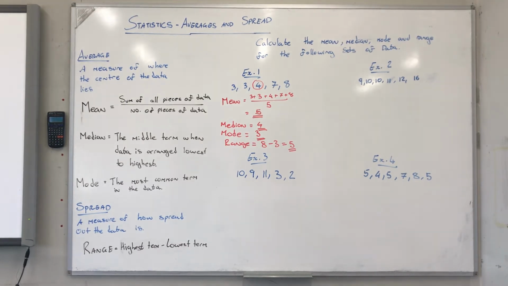The mode is really easy. You just see that the most common term is 3, and then the last thing is the range. The highest term is 8, the lowest term is 3, 8 minus 3 is 5. There's a few extra things about example 2 that I'm going to do. So I'll just go through this one.